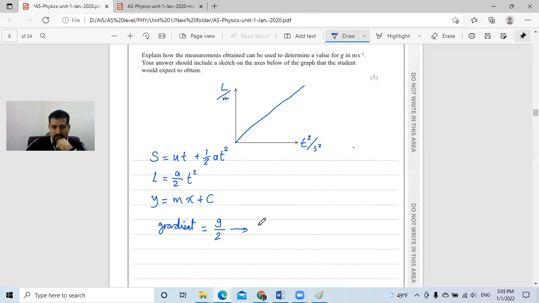So from this, gravitational acceleration equals what? Twice the gradient. 2 times the gradient. Okay. Any question here? 5 easy marks. Write down the answer. I'll take a screenshot.